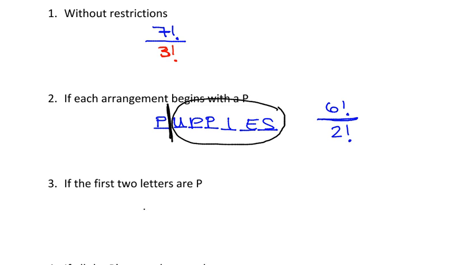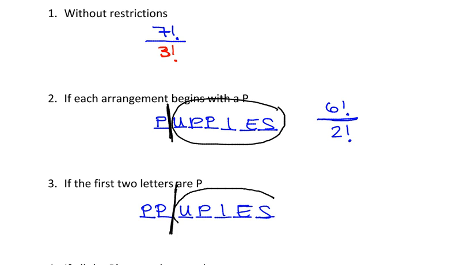Okay, let's try the next one, or pause it and try it by yourself before watching. So what if the first 2 letters are both p's? 2, 3, 4, 5, 6, 7. So what if it starts with PP and then the rest of the letters? U, P, I, E, S. So if I fix these 2 first p's, then I'm just dealing with these letters right here. So that gives me 5 factorial. And now I have no letters repeating, and so that's it, 5 factorial.